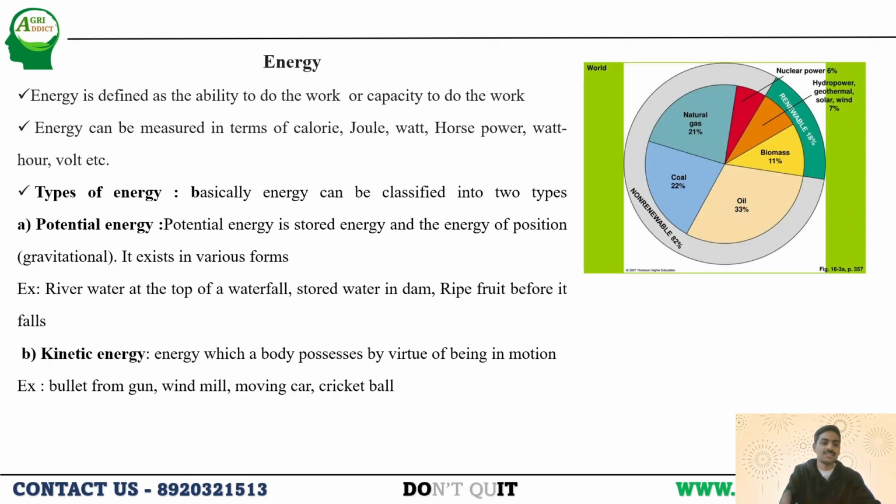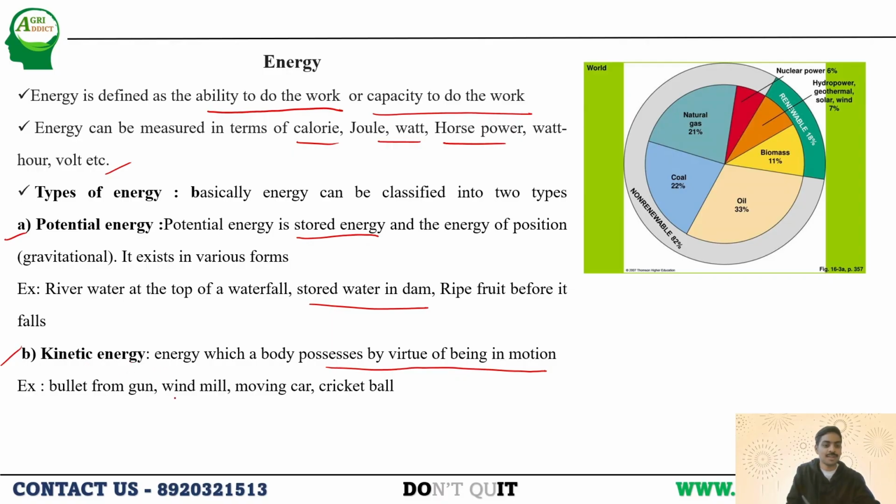Now let's see what energy actually is. Energy is nothing but an ability or capacity to do work. Energy is measured in terms of calories, joule, watt, horsepower, and volt. Basically we classify energy into two types, potential energy and kinetic energy. Potential energy is, in simple terms, stored energy, and kinetic energy is energy possessed by virtue of being in motion. An example of potential energy is the stored water in a dam, and for kinetic energy, a windmill or a bullet from a gun.